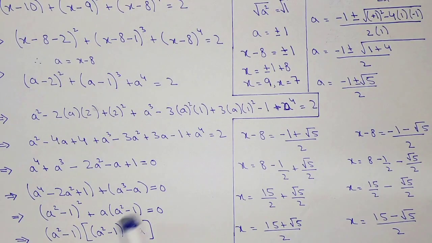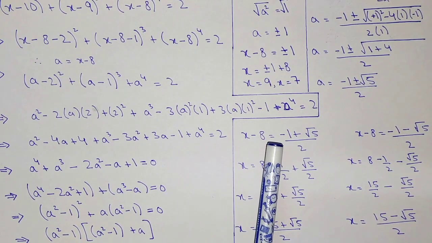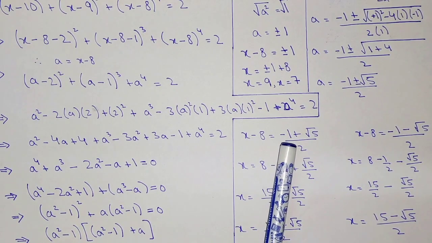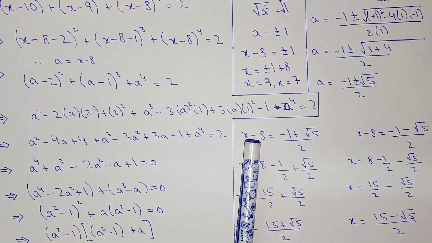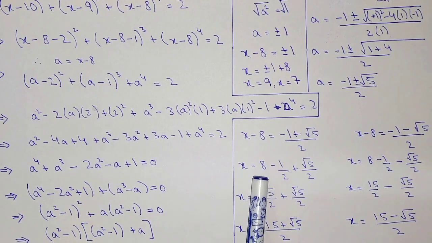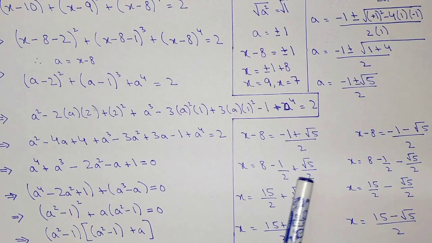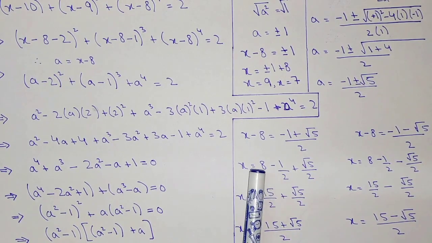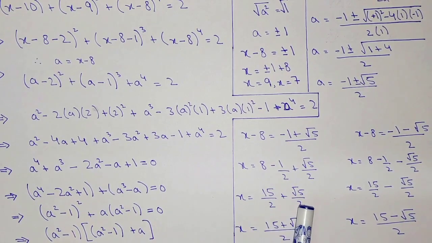Now again we know that a is equal to x minus 8, so x minus 8 will be equal to minus 1 plus root 5 divided by 2. So x equals 8, because bringing minus 8 to the right hand side it becomes plus 8, so 8 minus 1 over 2 plus root 5 divided by 2. So 8 into 2 is 16, 16 minus 1 is 15, so 15 divided by 2 plus root 5 divided by 2. So x will be equal to (15 plus root 5) divided by 2. So this is another value of x.